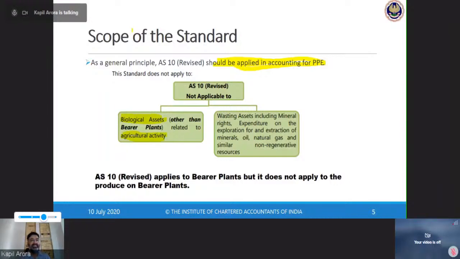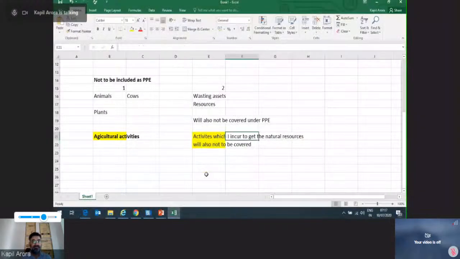But what it says is other than bearer plant. So it means bearer plant will be covered here. Now first let's understand what the difference is between the biological asset, which is agricultural produce, and bearer plant. So let me just give you one example.